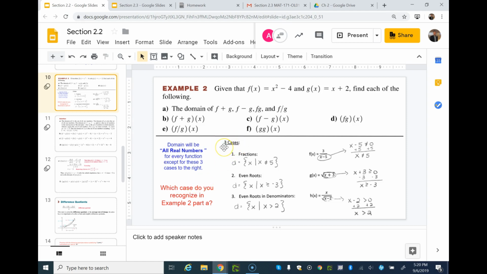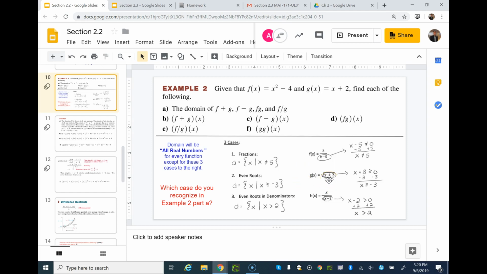There are three cases where the domain will cause a red flag or issue. It's when you have a fraction, an even root, and a denominator. If I plug in a number, what number do you think is going to make this function give a red flag? Well, if I set this equal to 0 and plug in 5, I have a 0 on the bottom. A 0 in the denominator of a fraction is considered undefined.